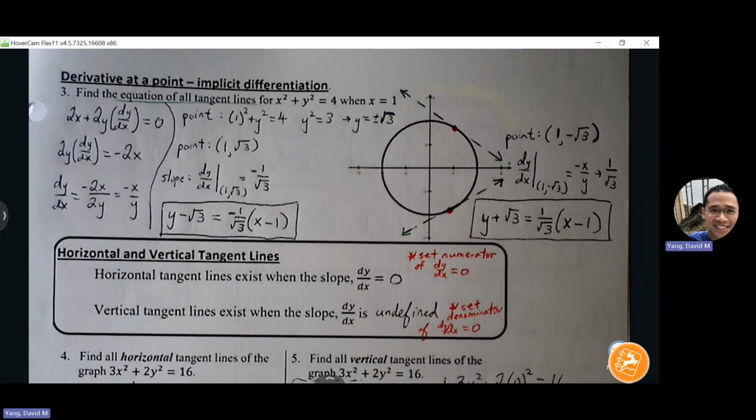Just want to point out, this is something that I've seen in the past where when students find the derivative, sometimes they see that 4 and they forget that they need to find the derivative of that 4. That 4 is not immune to the derivative process, and they forget to turn that 4 into 0. So make sure you take the derivative of both sides of the equation, not just the left side.